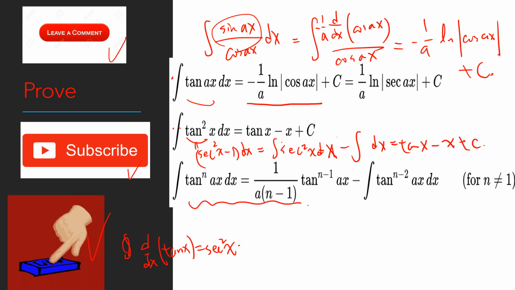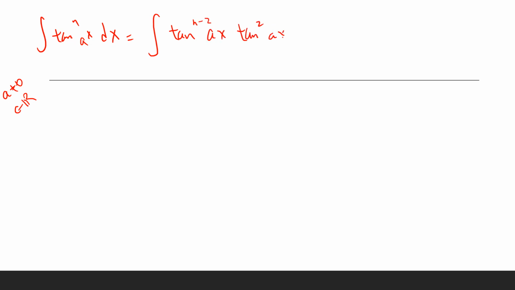Okay, so the next one is this one. What I want to do in the next page is basically prove this somewhat difficult one. So there's a here. Okay, so a is a non-zero real number. One idea that's very easy to guess is I just write it as tangent n ax dx, and I can write it as tangent n minus 2 ax times secant square ax minus 1 dx.